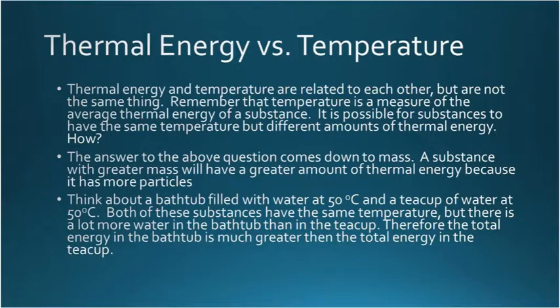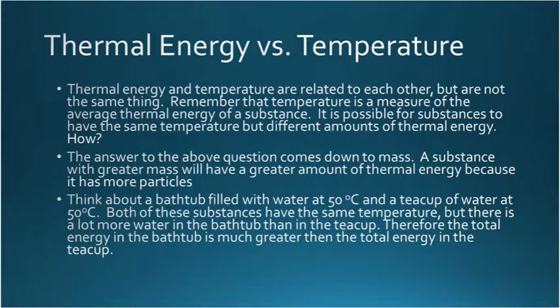Thermal energy and temperature are related to each other, but are not the same thing. Remember that temperature is a measure of the average thermal energy of a substance. It's possible for a substance to have the same temperature but different amounts of thermal energy. How? The answer comes down to mass. A substance with a greater mass will have a much greater amount of thermal energy because it has more particles.